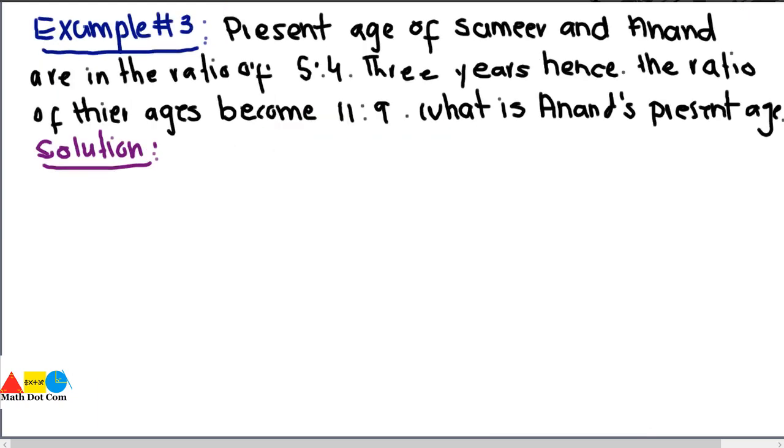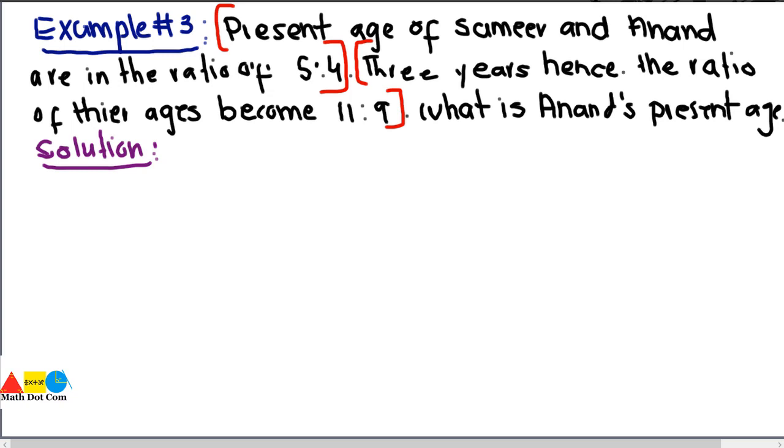So this question is a little bit different from the previous ones because we came across the ratio of the ages in the given question. So here we have to see the first part first. The present ages of Sameer and Anand are in the ratio of 5:4. This is the first part of this question and this is the second part. From these two parts we have to solve the given question.